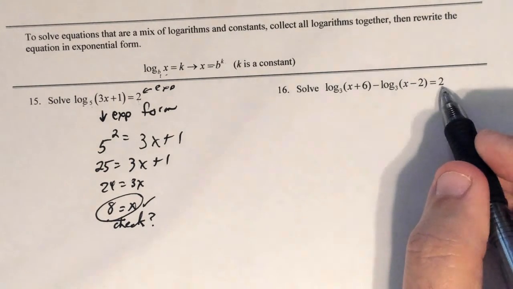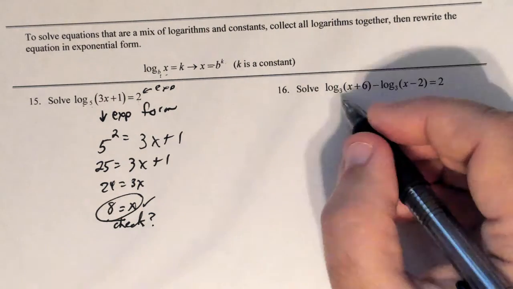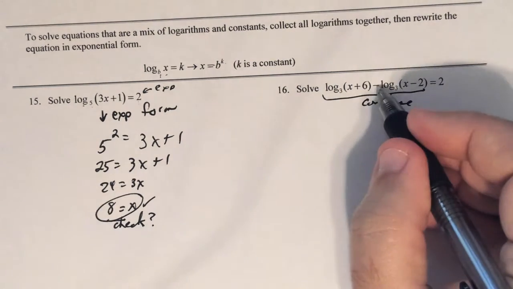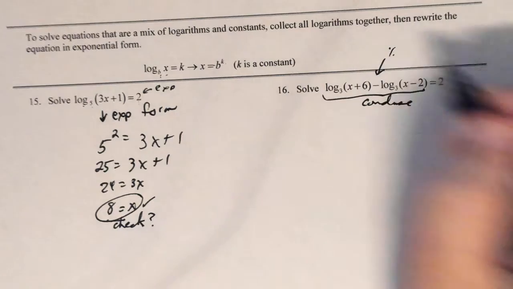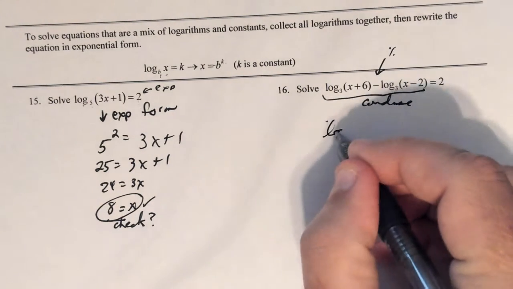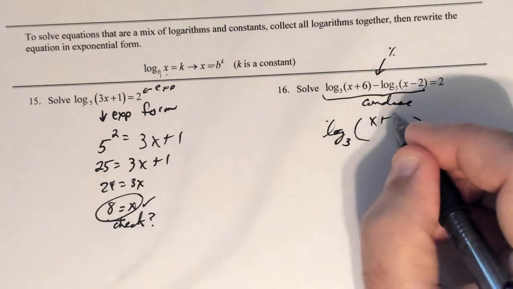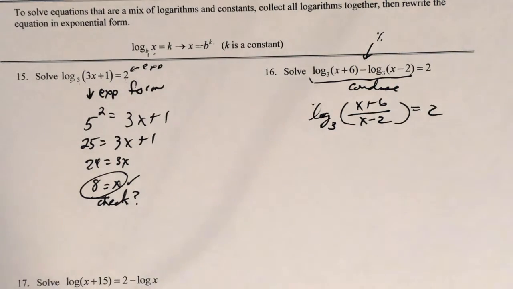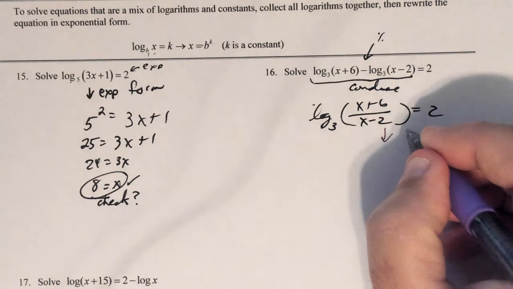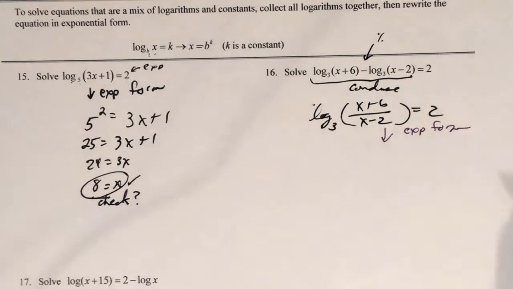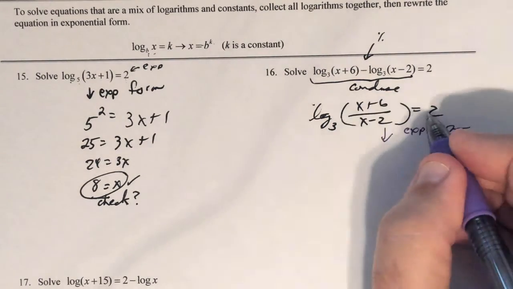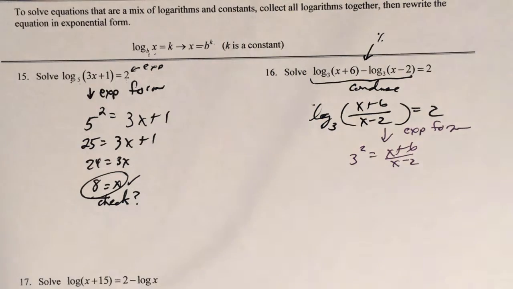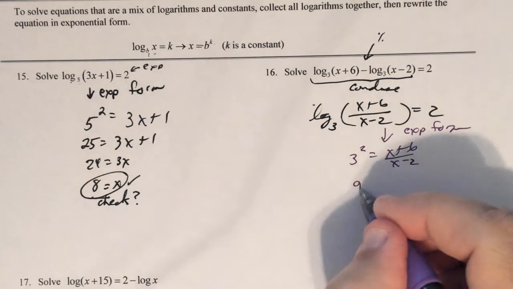Alright, so now let's look here. Again, here's that 2 that's standing alone over here. That's our problem because it doesn't have a log. So what we have to do is we're going to condense. That condensing rule is where it comes in real handy. Subtraction means when I condense, we're going to do it by division. So this would be log base 3 of x plus 6 over x minus 2 is equal to 2. Now at this point, we're going to do like we did in 15. We're going to put it into exponent form, which is going to be 3 squared is equal to x plus 6 over x minus 2. Well, I know what 3 squared is. It's 9.